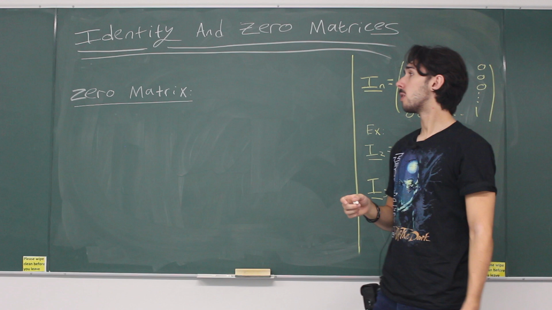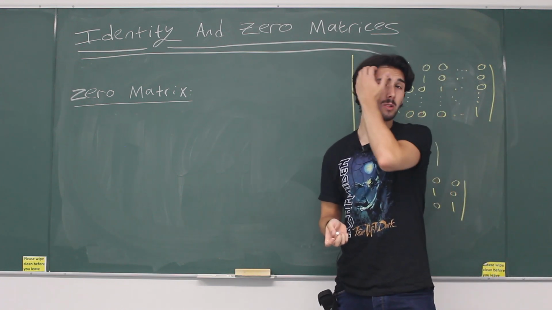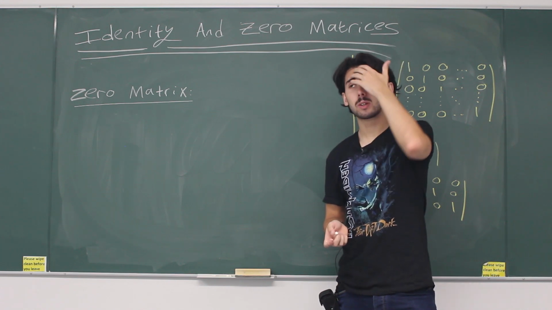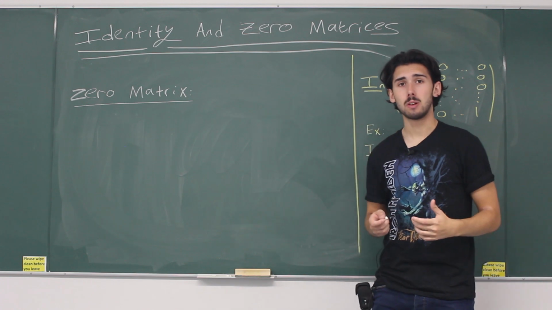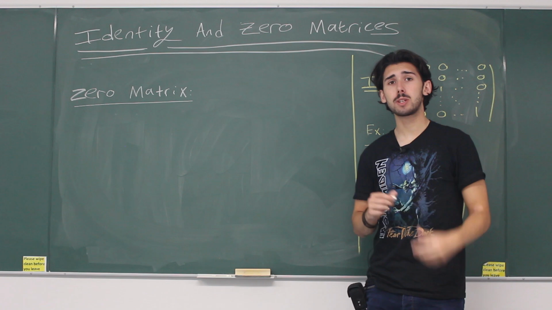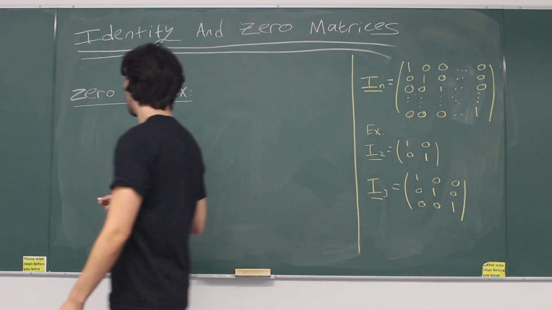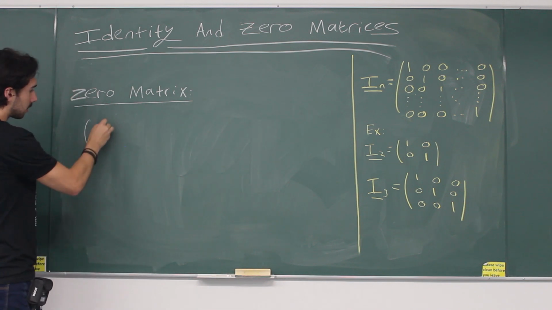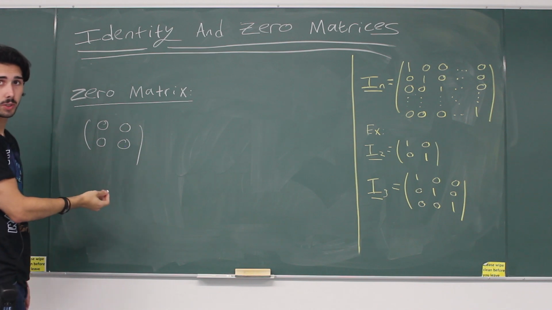Now let's look at a zero matrix. A zero matrix is arguably an even simpler concept, because all a zero matrix is, is any matrix of any dimension where every single entry in the matrix is just the number 0. For example, you could have a zero matrix that looks like this. That's a 2 by 2 zero matrix.